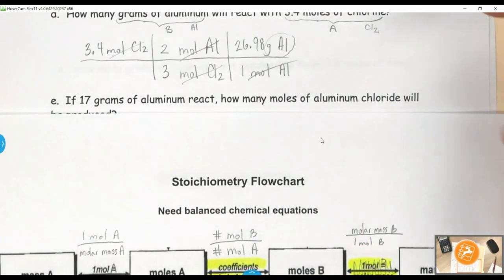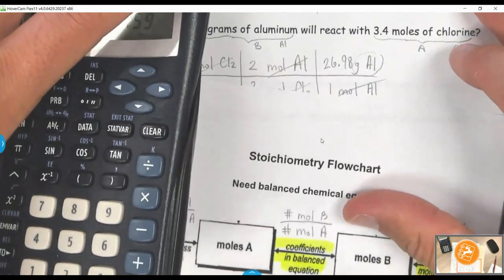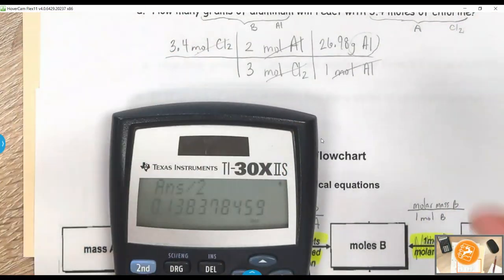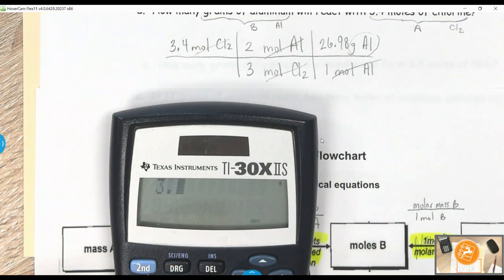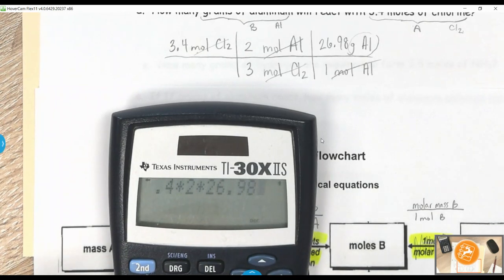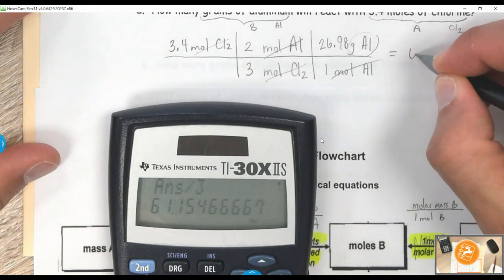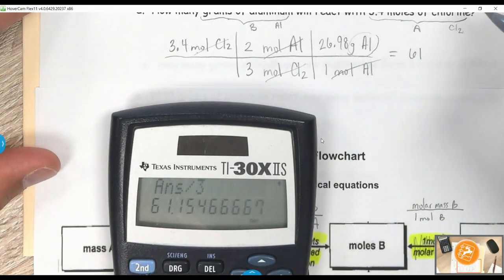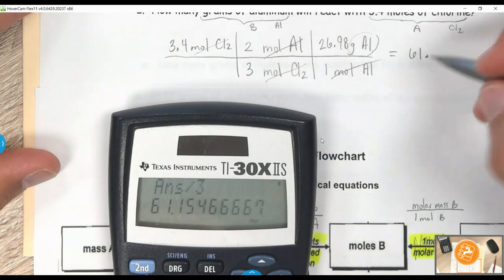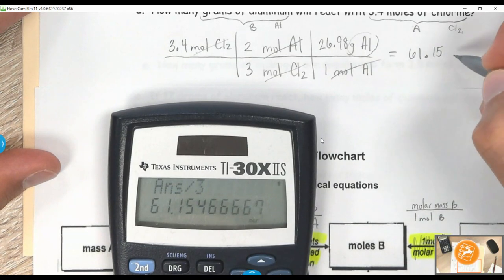Okay, so what would I do in my calculator? In the calculator, I'm going to be doing 3.4 times 2 times 26.98. Equals, and then I'm going to divide by what's on bottom. What's on bottom? Just the 3, because we don't need the 1. And so my final answer here is going to be 61, and this one I'll round to 2 decimals, 61 point, we'll leave it at 0.15. And that will be in grams of aluminum.